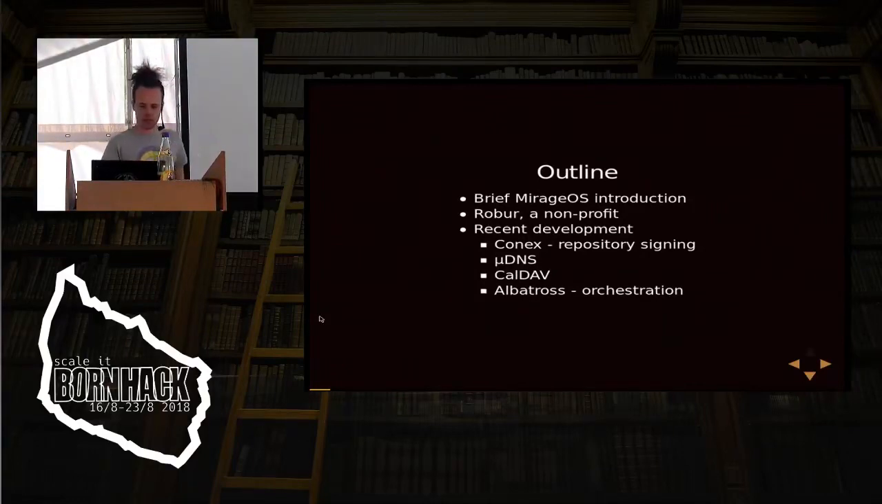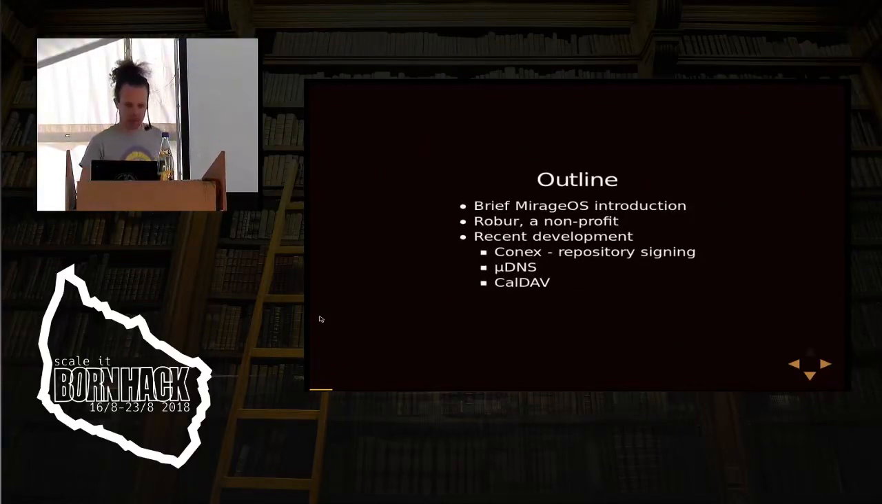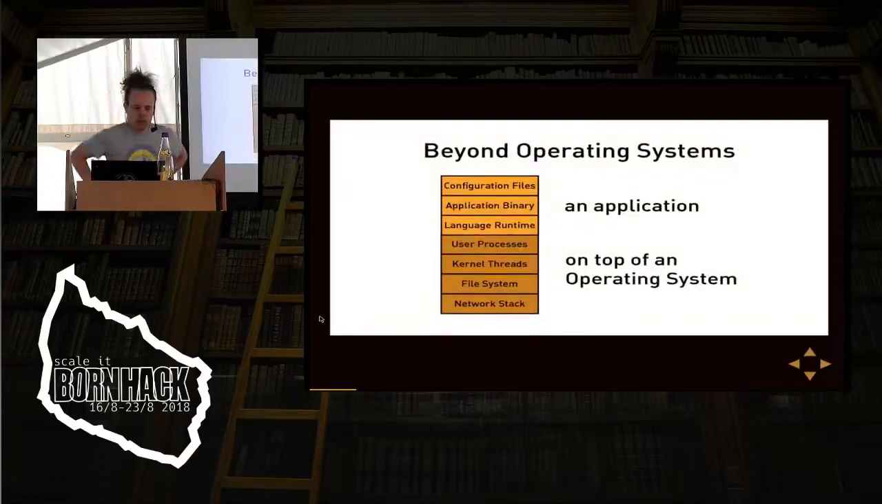This is an old slide. It's mainly three points: Conex, which is repository signing, then a DNS stack, and then a CalDAV project I've been working on over the last years. So what is MirageOS?